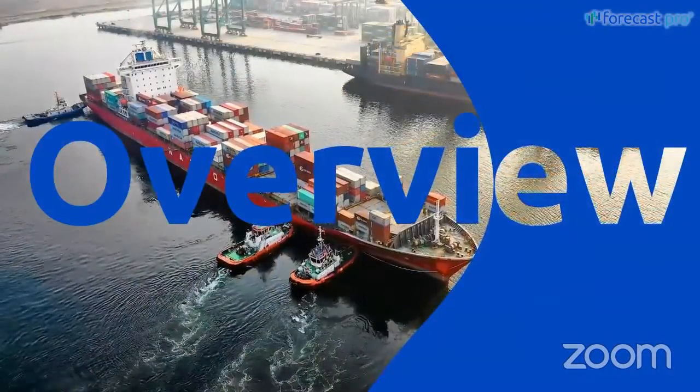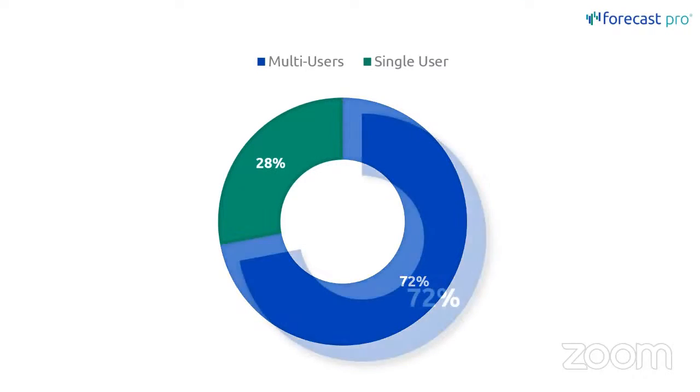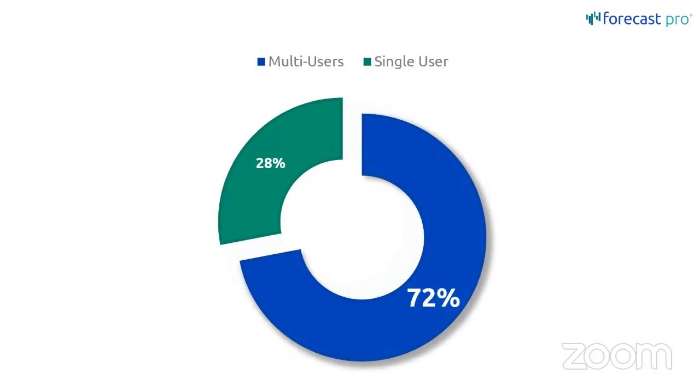Now let's dive into an overview. To begin, let's look at the composition of our Forecast Pro user base. When we look across all the different companies that use Forecast Pro, over 70% of them have a multi-user environment. And this is important because we need to get feedback from multiple folks, and we need to make sure that we incorporate that feedback in the most optimal way possible.